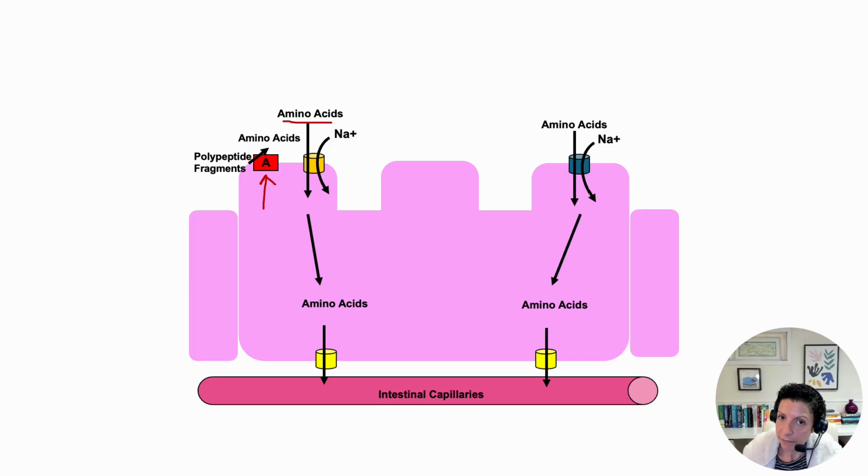Remember, there's 20 different amino acids. So along the brush border membrane, we do have an amino acid sodium cotransporter. It uses secondary active transport in the form of that sodium concentration gradient to actively move amino acids across that membrane. Once inside, amino acids cross passively out of the cell into the underlying capillaries.